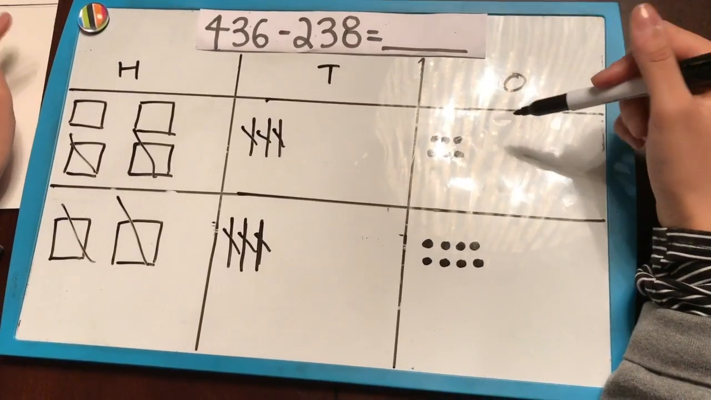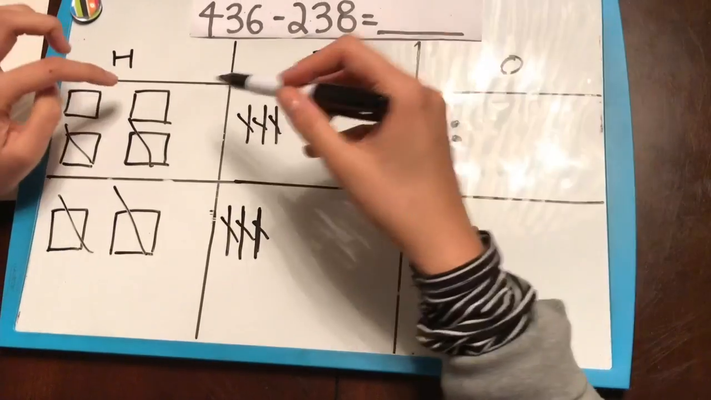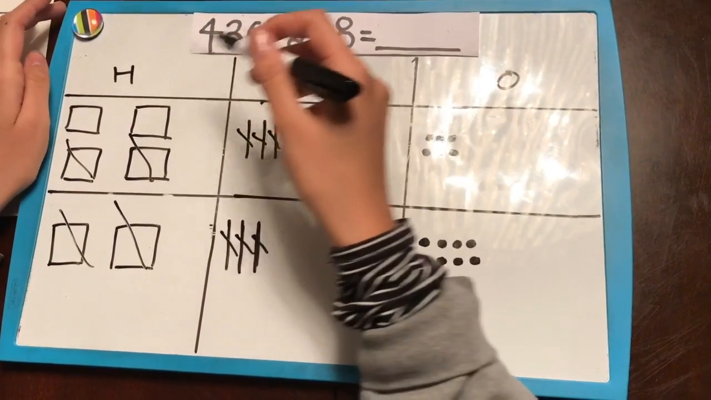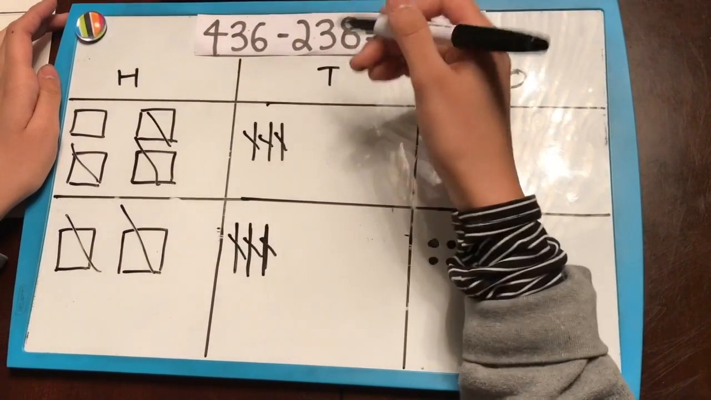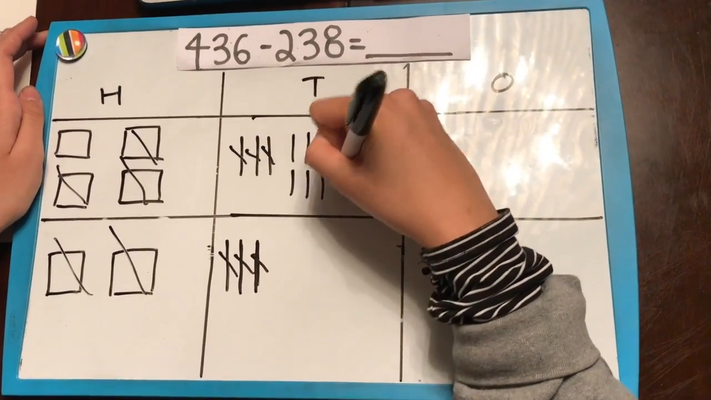In the ones place, I'm unable to subtract 8 units from 6 units, so I'm going to trade one of my flats for 10 rods. To represent this trade, I will cross out the flat and draw in 10 rods. 1, 2, 3, 4, 5, 6, 7, 8, 9, 10.